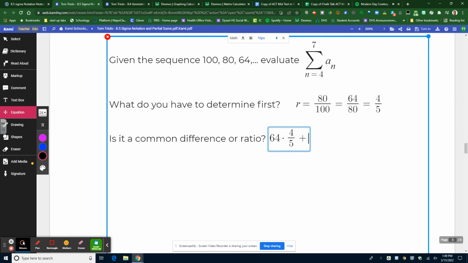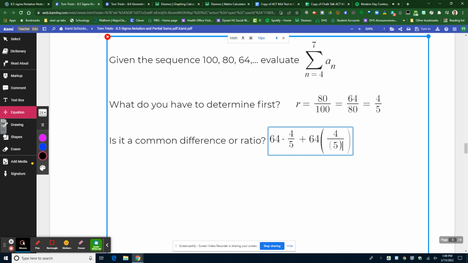Plus 64 times 4, well, let's do some parentheses. Times 4/5 squared. And since I don't want to have to retype stuff, watch this. Okay? Let's see if it's going to work.